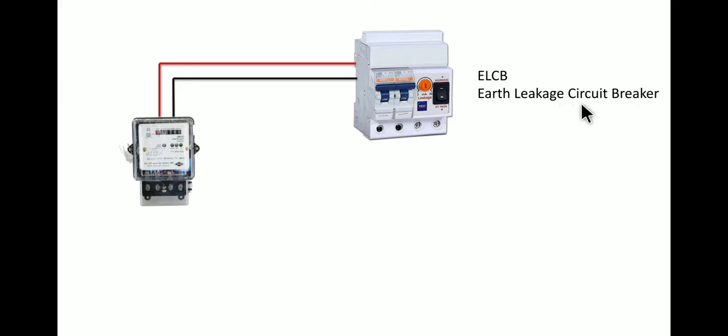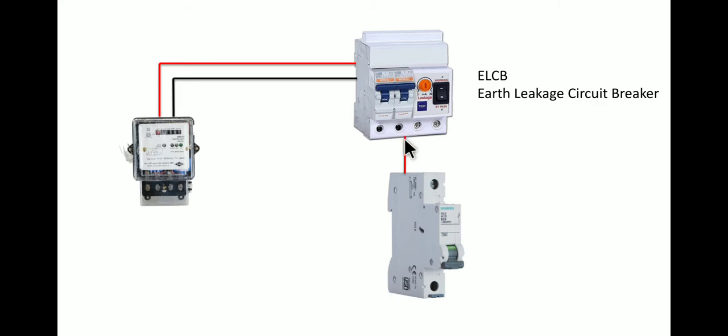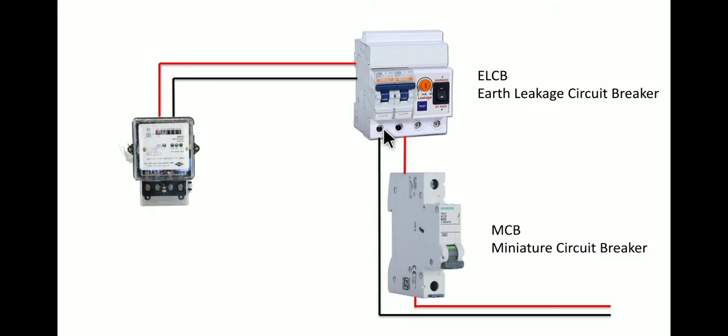The task of this kind of ELCB circuit breaker is that you can switch on and off both the live and the neutral wires. So from here you can easily break the connection not only of the live wire but also of the neutral wire. And from here the two wires come out. The red one, the live, enters this kind of system, which is called an MCB, or miniature circuit breaker. So this acts like a switch, and the other neutral wire will enter directly without passing through the MCB.